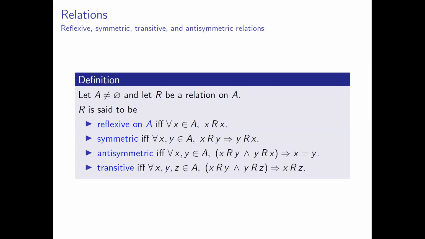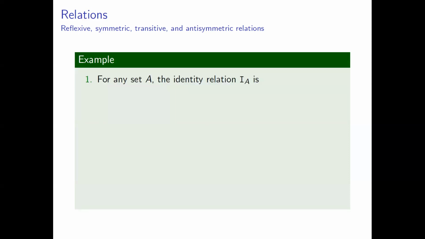R is transitive if and only if for any elements x, y, and z in A, if x is related to y and y is related to z, then x is related to z. For any set A, the identity relation on A is reflexive on A, since for any element x in A, x is equal to itself.